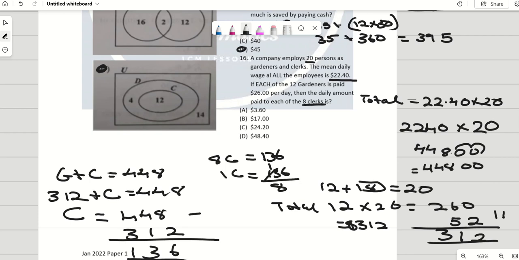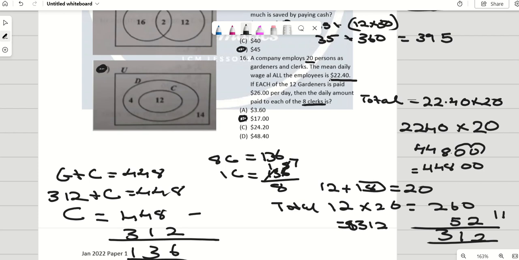8 into 13 is 1. 1 8 is 8, 9, 10, 11, 12, 13. That's 56. 8 into 56 is 7. 7, right. So we know the answer would be B for number 16.